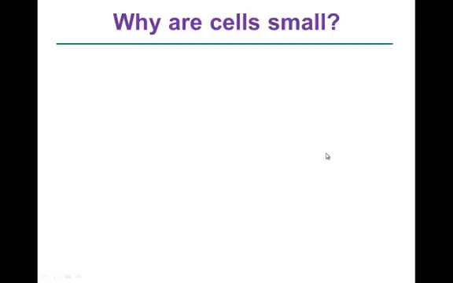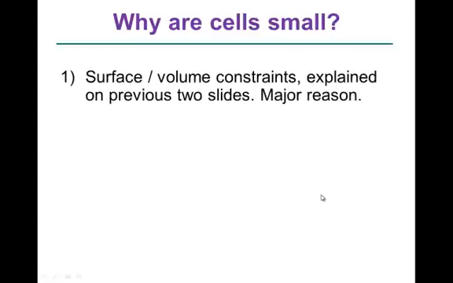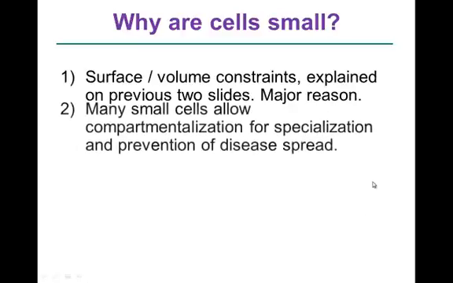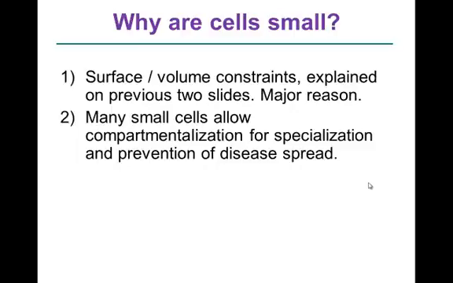So here is a summary. Why are cells small? Because of surface volume constraints explained previously. That's the major reason, and it better be in your answer. But there are other reasons why cells are small.